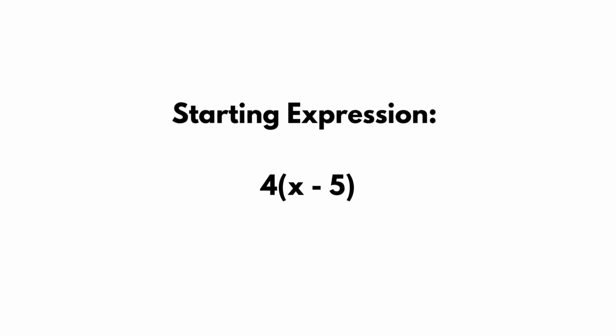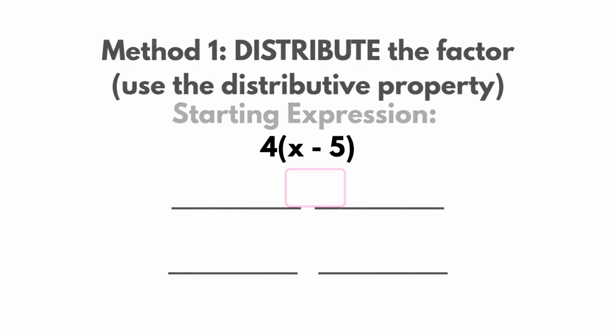Take a look at this expression, 4 times the quantity x minus 5. Notice how I said 4 times the quantity x minus 5 instead of 4 times parentheses x minus 5. Saying the quantity tells your listener that everything inside, x minus 5, is grouped together as one single package being multiplied by 4. Just remember that for the future when it comes up. Now back to method one.